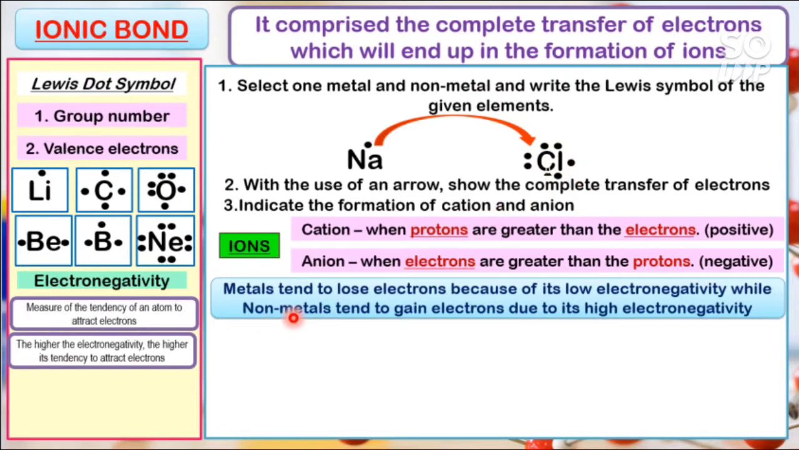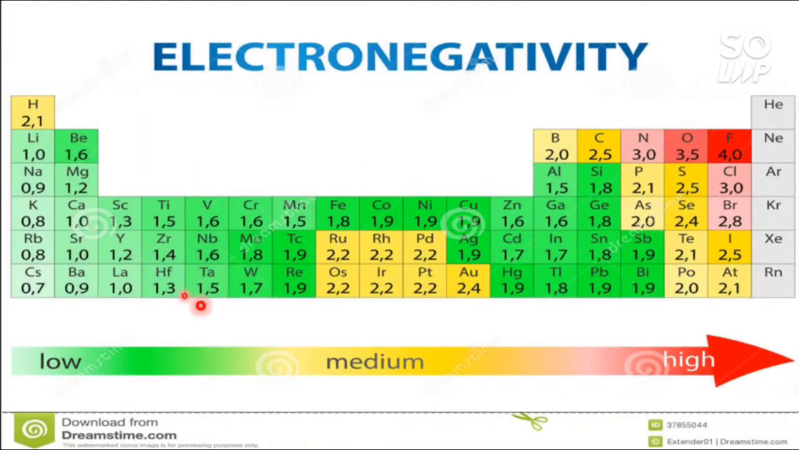So, how do we confirm that sodium has a low and chlorine has a high electronegativity? I have here a table for that. This diagram will present to you the electronegativities of the following elements like hydrogen, lithium, beryllium, and so on and so forth. As you can see, the trend is from low to high.